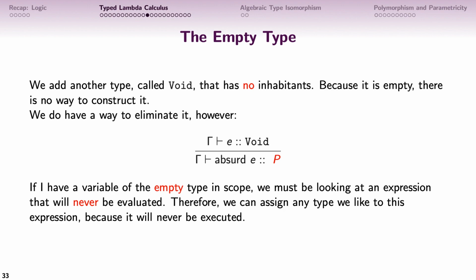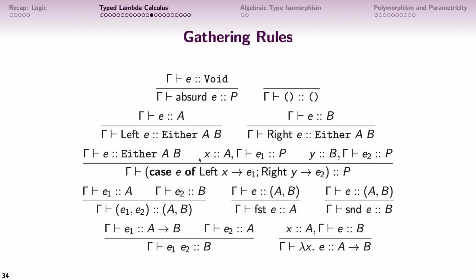Okay, so this is my void type. And now let's just take all of our rules for all of the types that we've introduced so far. We have tuples, functions, the unit type, the empty type, and sum types, the either type, right? So we end up with all of these rules.